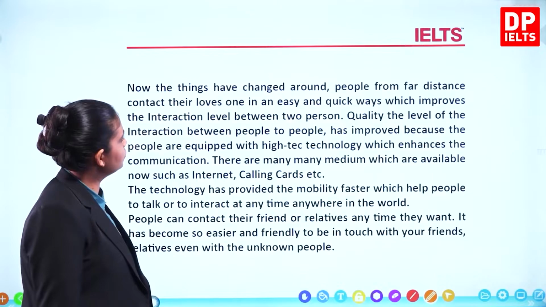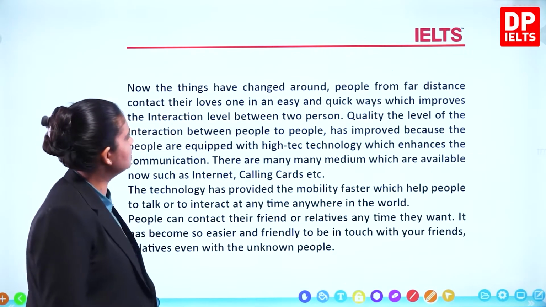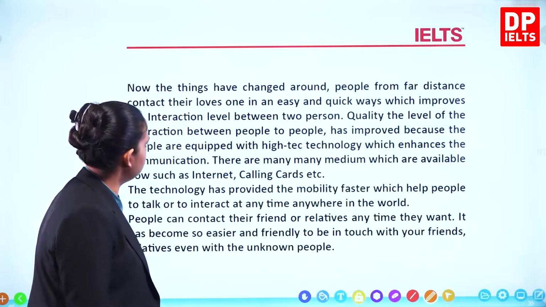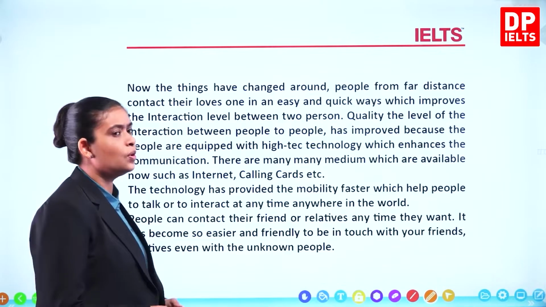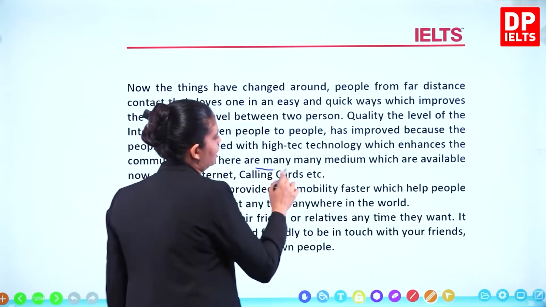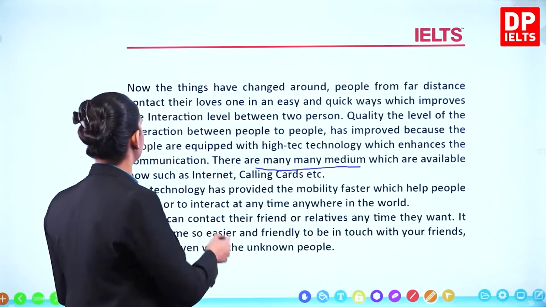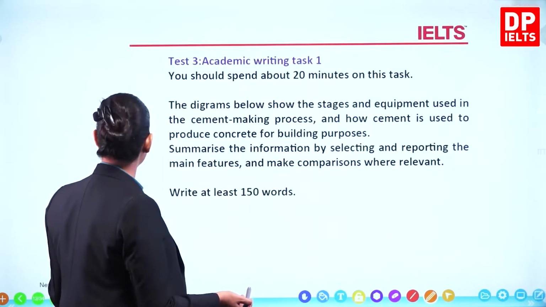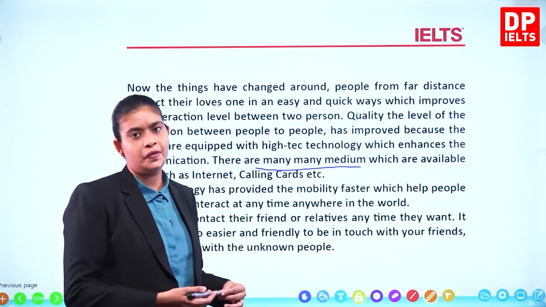"Now the things have changed around. People from far distance contact their loved ones. Quality, the level of interaction between people has improved." Right? "There are many medium." So this kind of answer here, like "there are many medium," okay? And then the grammar errors, the punctuation errors, right? Even the clear structure is not there.